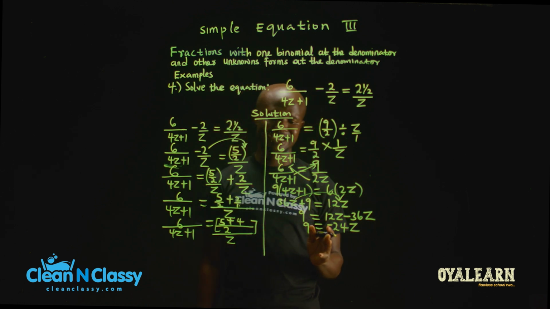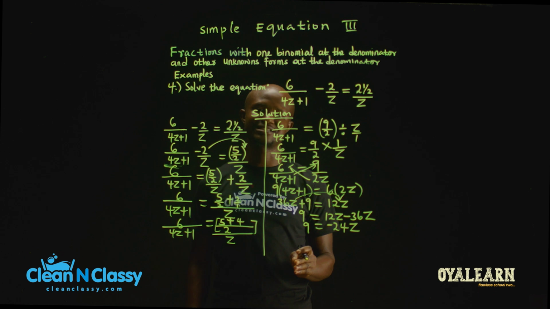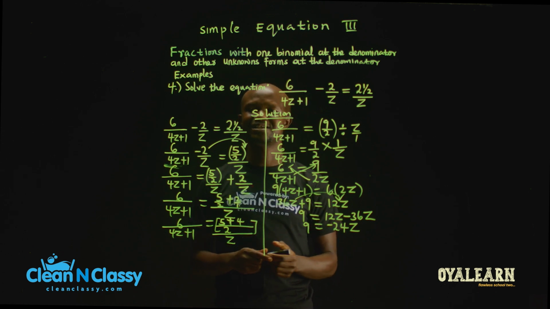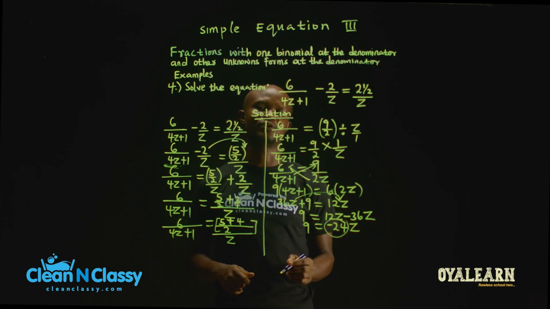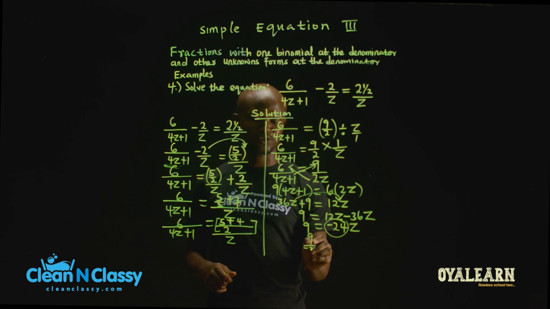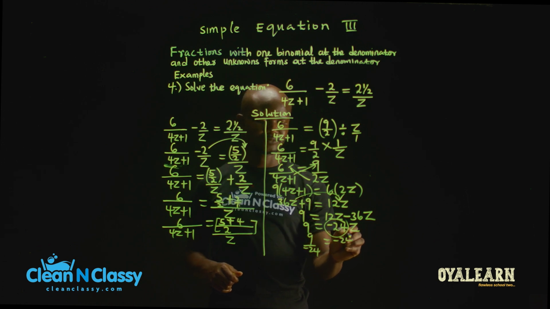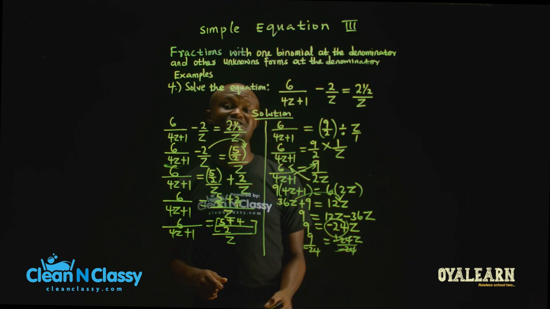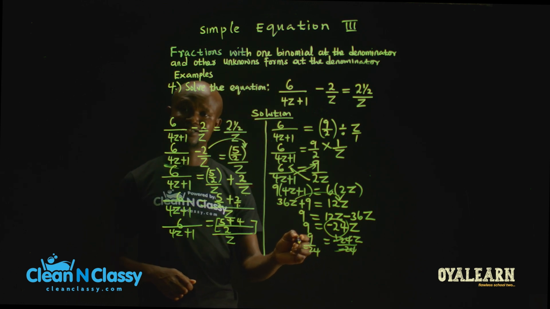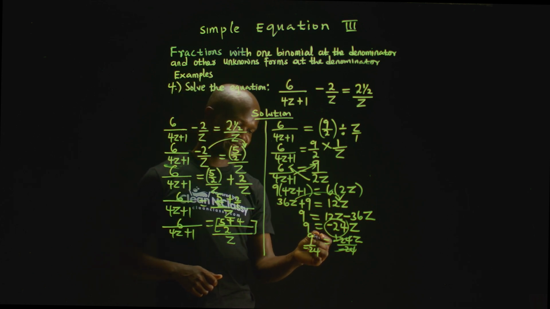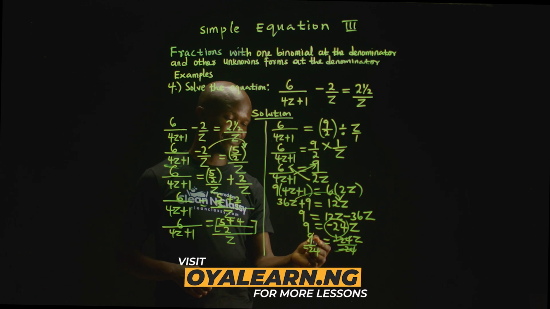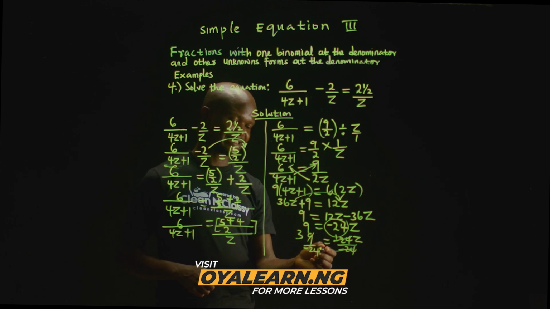For us to find the value of z, what do we do? We are going to divide both sides by the coefficient of z. And what is the coefficient of z? It is the number in front of z, which is minus 24. So dividing both sides by minus 24, minus 24 in minus 24, that is 1. And here we can reduce this. What number will divide 9 and 24 without any remainder? We can use 3. 9 divided by 3, we have 3. And 24 divided by 3, we have 8.